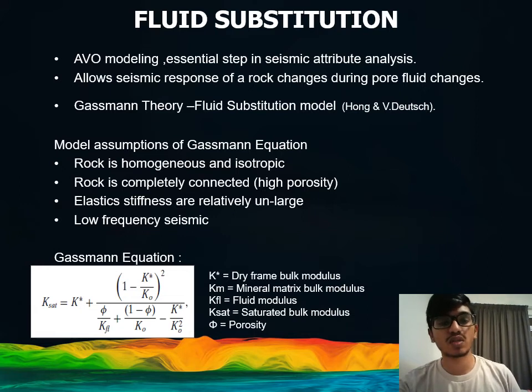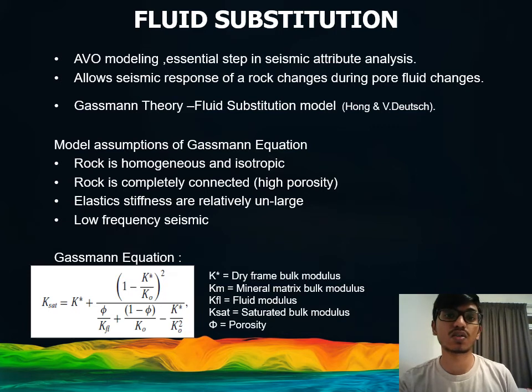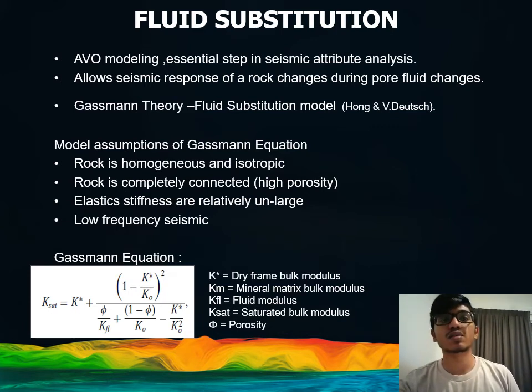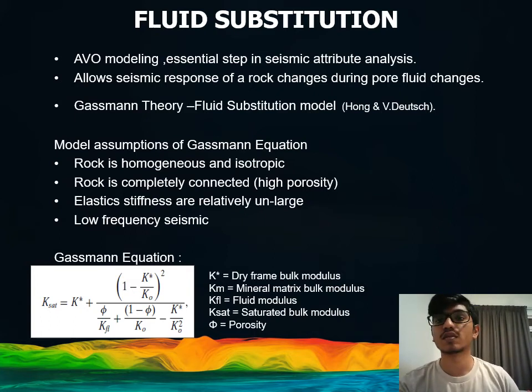For fluid substitution, Gassmann theory is widely used. This was stated by Mr. Hong and B. Deutsch. Gassmann theory allows us to generate seismic responses based on changed elastic rock properties resulting from various reservoir rock conditions, used in order to estimate the changes in P wave velocity, S wave velocity, and also bulk modulus.